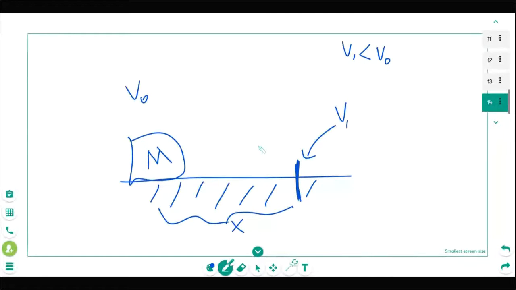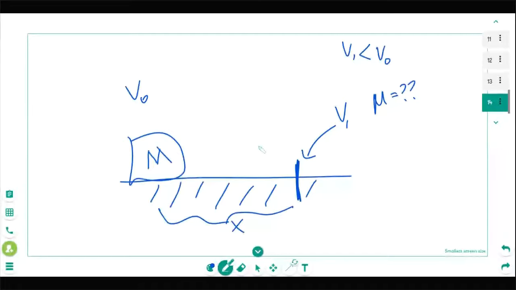Actually, we can take it a step further. Let's find mu, the coefficient of friction between these two objects. So we have this box going on a rough surface over a distance d, and it slows down. We'll leave it as is right now.